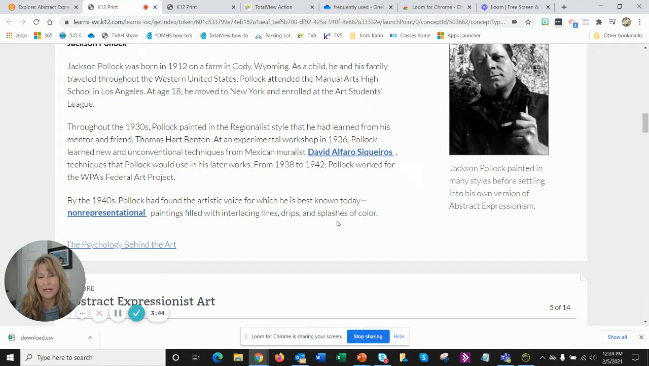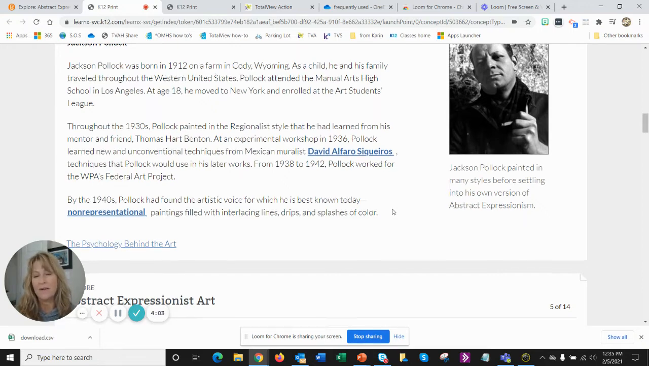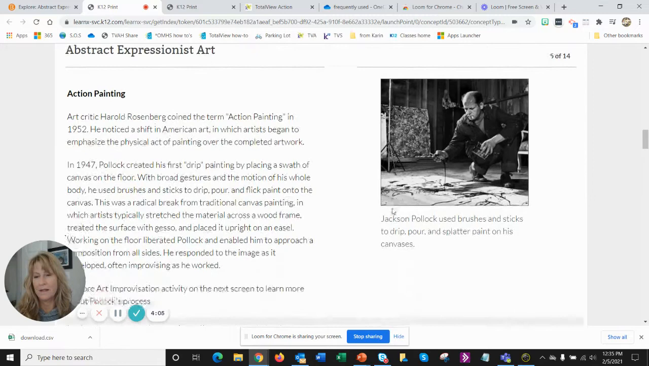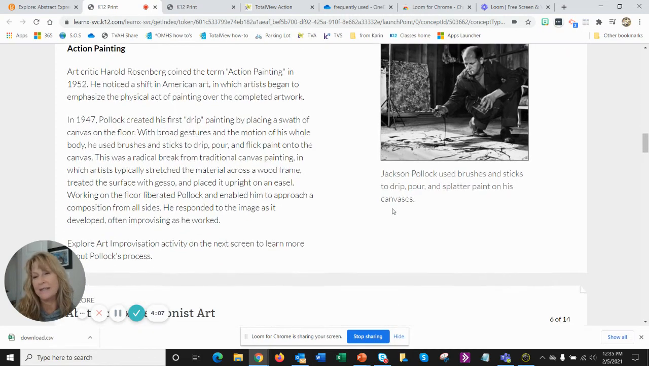From 1938 to 1942, Pollock worked for the WPA's Federal Art Project. By the 1940s, Pollock had found the artistic voice for which he is known today. Non-representational, so that means you don't see any kind of distinct image in it. The paintings are filled with interlacing lines and drips and splashes of color. So his were action paintings.